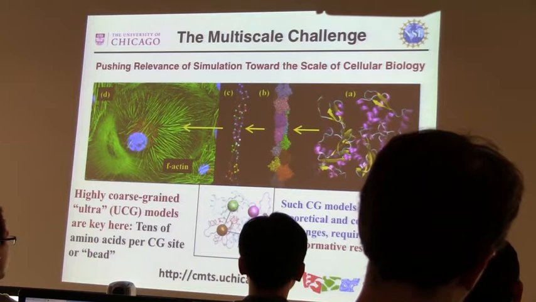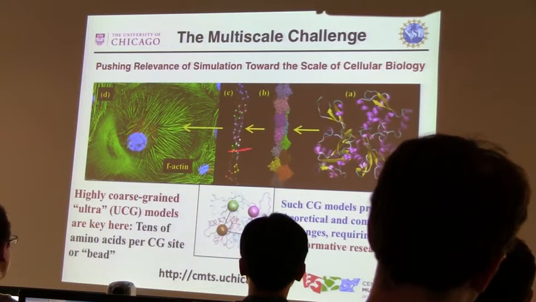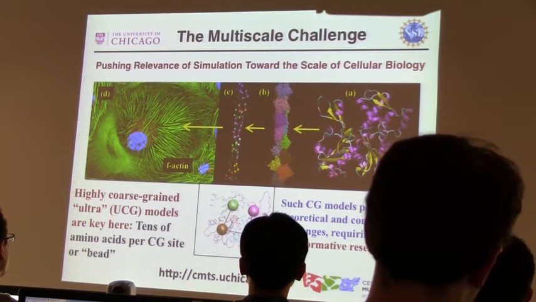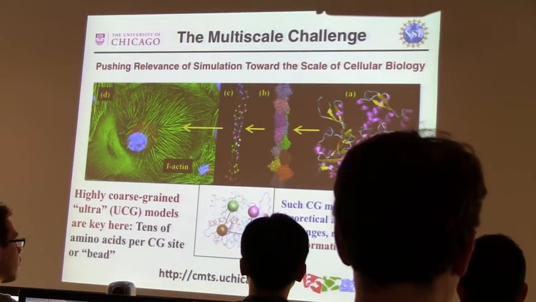We're never going to be able to get up to that level of biology. All right. So we have to do this ultra-coarse graining. And these, you see, are 4 beads representing 375 amino acids. And we still have the same problems, except the problems have been made more difficult.